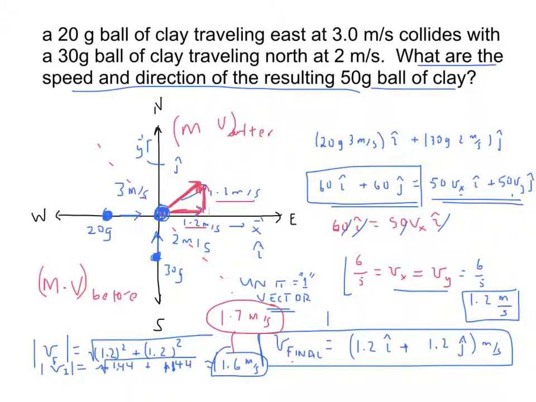Okay, what are the speed and direction? The direction is northeast, and the speed is 1.7 meters per second, or to one significant figure, 2 meters per second.